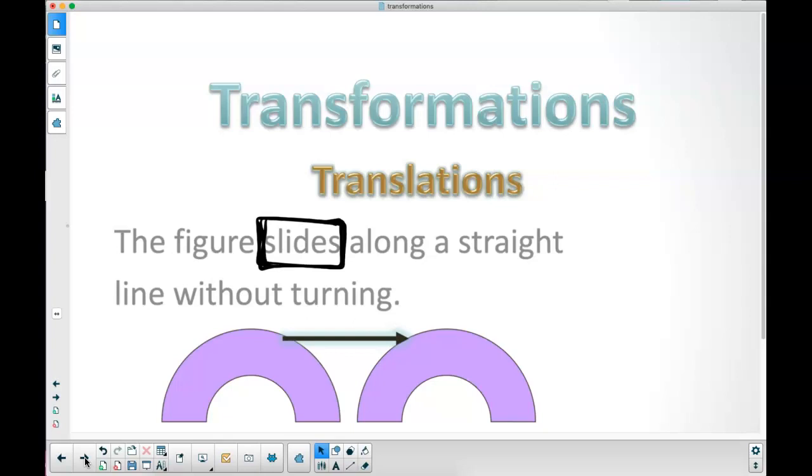Right? There's another translation. There's a translation. Okay. Still facing the same direction, but I've been sliding. Is this a translation? Yeah. I just slid at a diagonal, right? Okay, so a translation is when you slide.